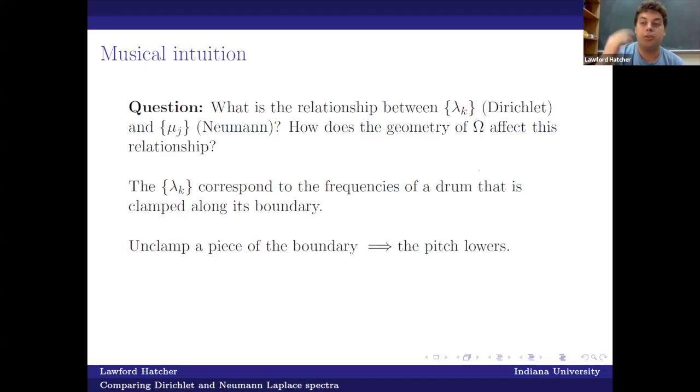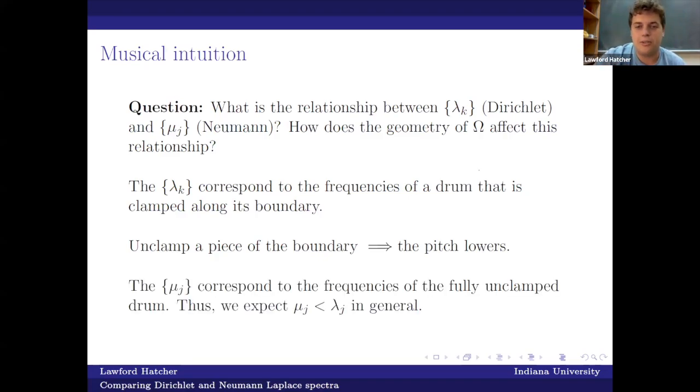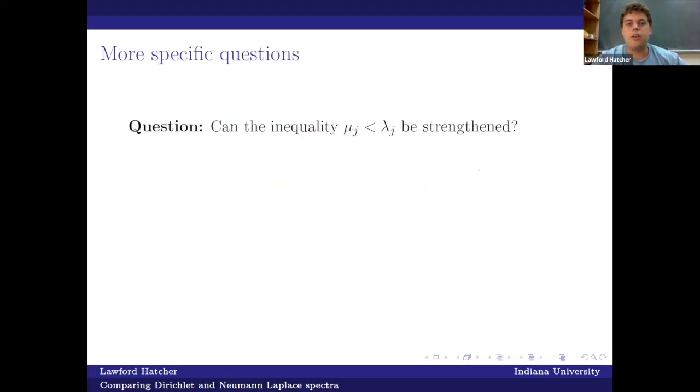If you imagine unclamping the entire boundary, theoretically what you get is the Neumann eigenvalues, or the frequencies correspond to Neumann eigenvalues. And so what you expect from the physics here is that the Neumann eigenvalues in general are less than the Dirichlet eigenvalues. It turns out this isn't very hard to prove at all. If you know the min-max theorem, you can prove this in a line. So that's a true fact: mu_j is in general less than lambda_j.